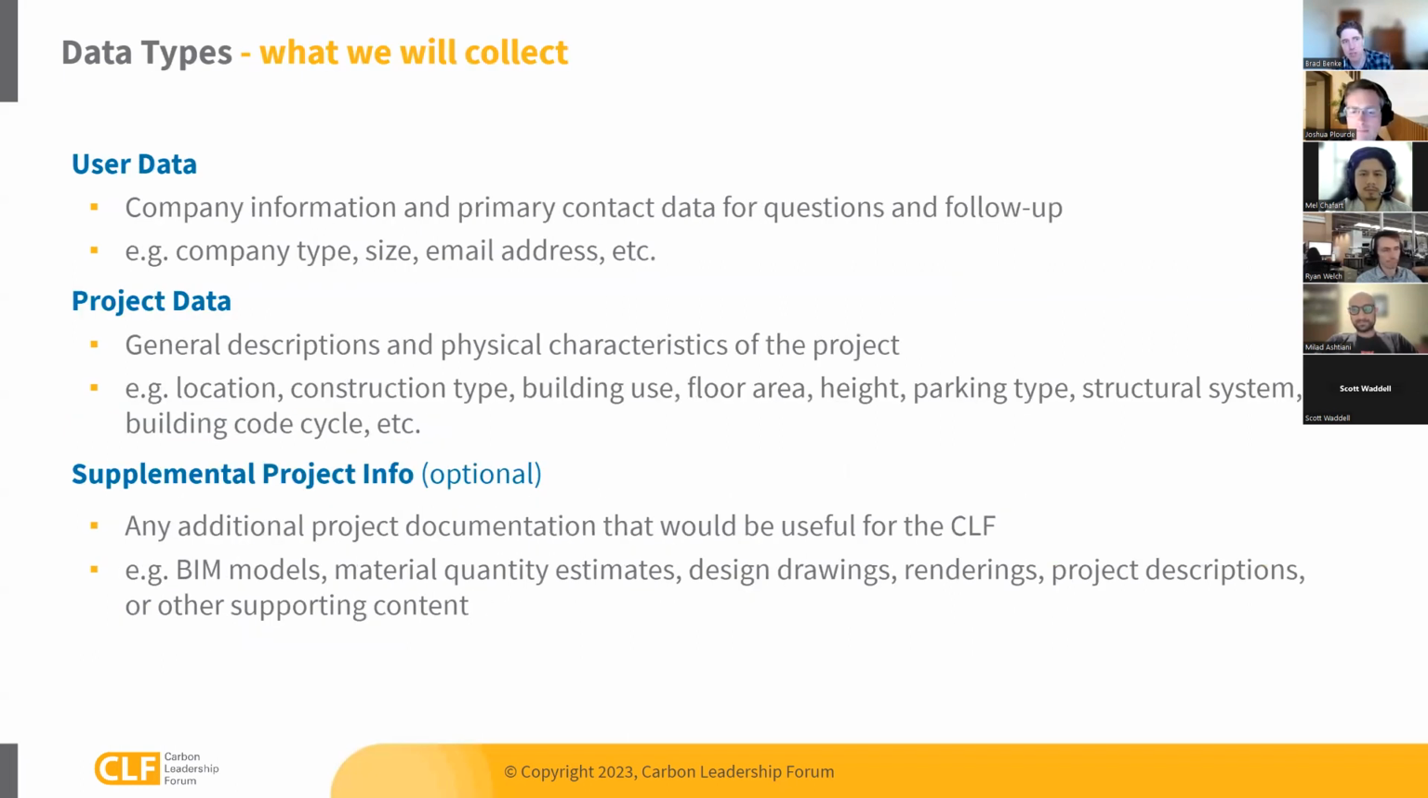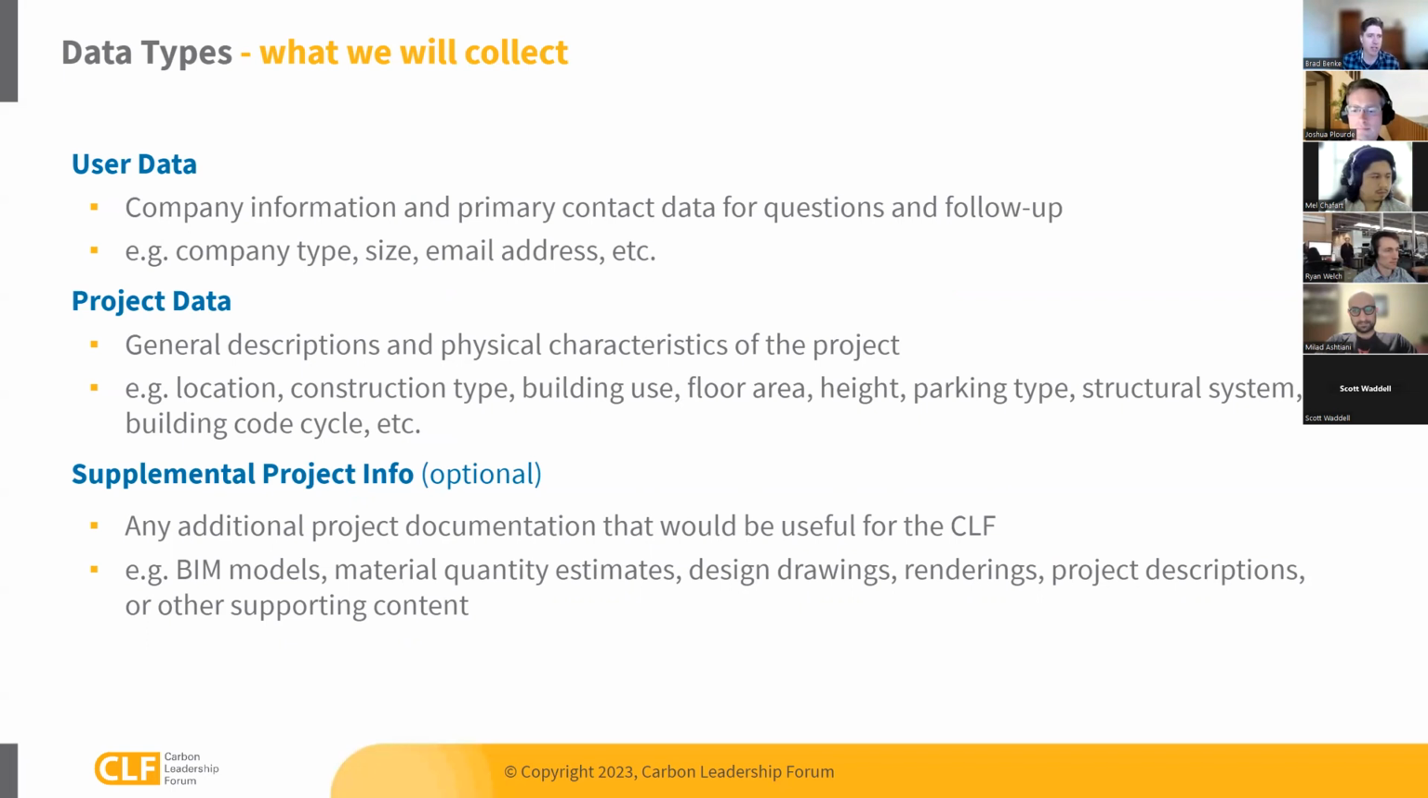So what will we actually be collecting? We've broken this down into 5 or 6 kind of data categories. The first is really simple. It's just user data, company information, primary contact, et cetera, for the folks that are participating so that we can ask them questions, have follow-up, and identify any issues. So with each of these, there'll be some examples. I won't read them, but that's the second bullet point for all of these categories.